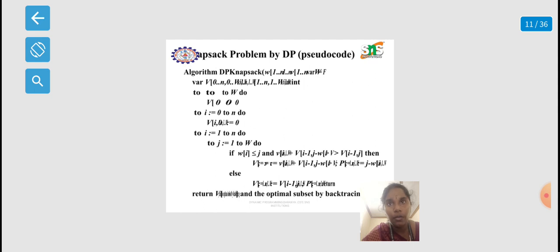If w of i is less than or equal to j and v of i plus v of i minus 1 comma j minus w of i is greater than v of i minus 1 comma j, then v of i comma j equals v of i plus v of i minus 1 comma j minus w of i, and p of i comma j equals j minus w of i; else v of i comma j equals v of i minus 1 comma j, and p of i comma j equals j. Return v of n comma w and the optimal subset by backtracking.